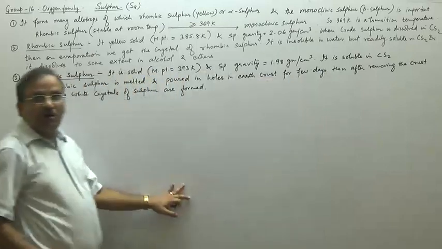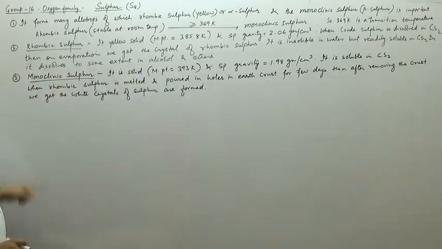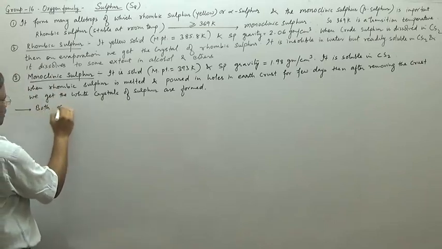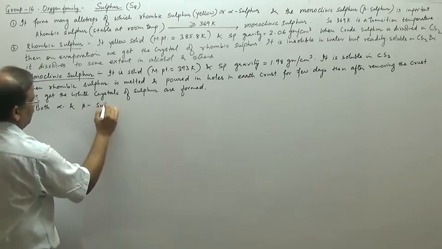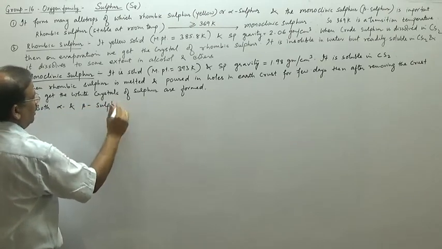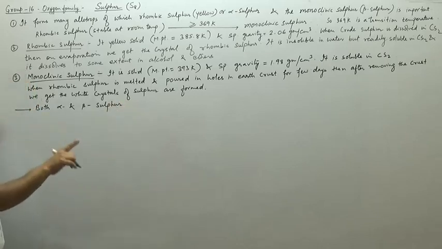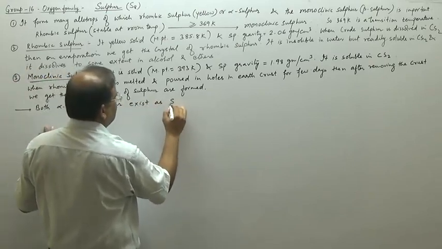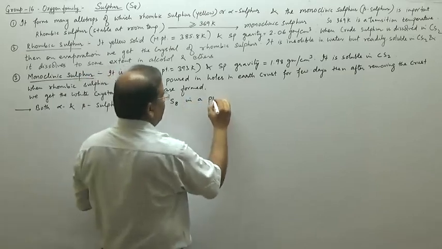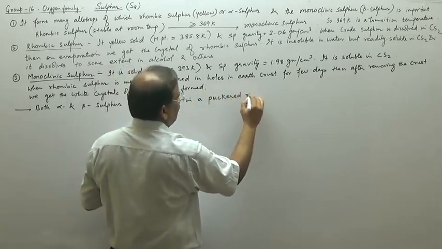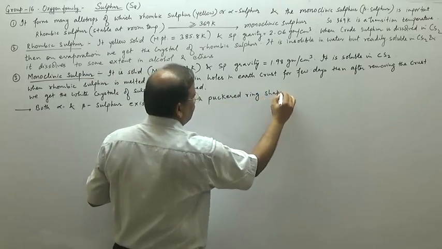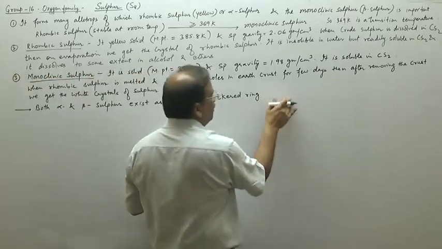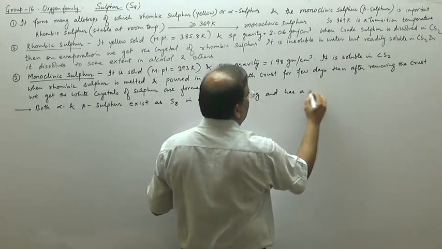This is the preparation of monoclinic sulfur. We used to write that both alpha and beta sulfur, that is the rhombic and the monoclinic sulfur, exist as S8 in a puckered ring shape, and it has a crown shape.